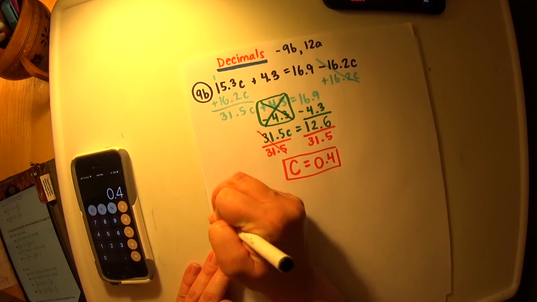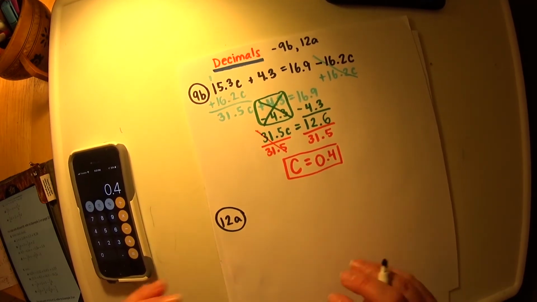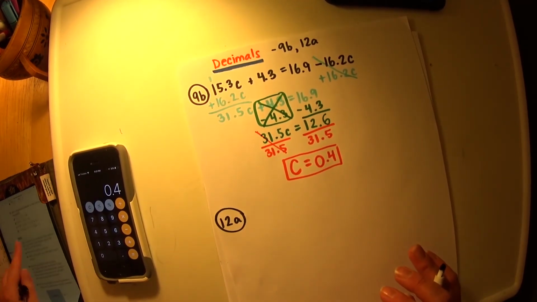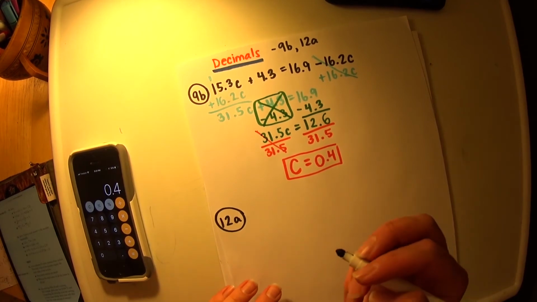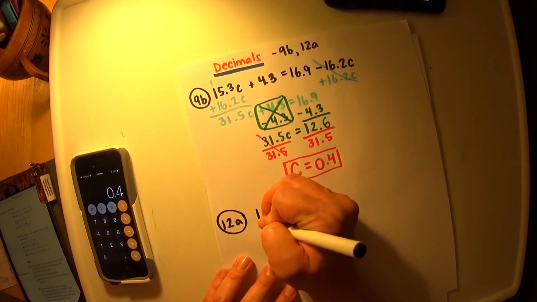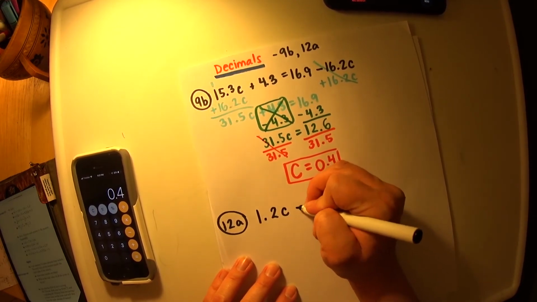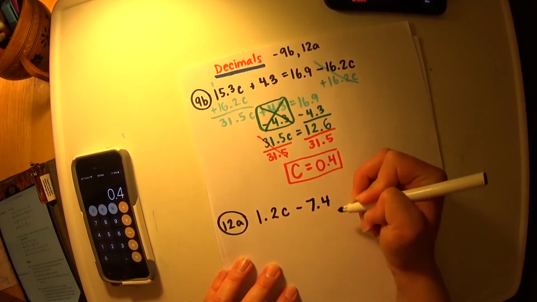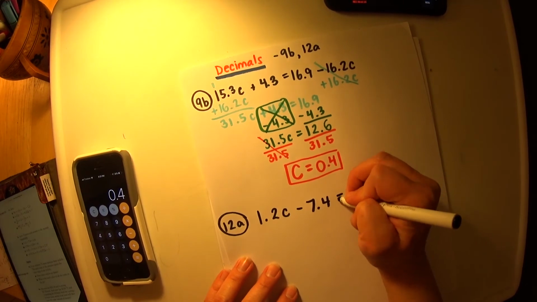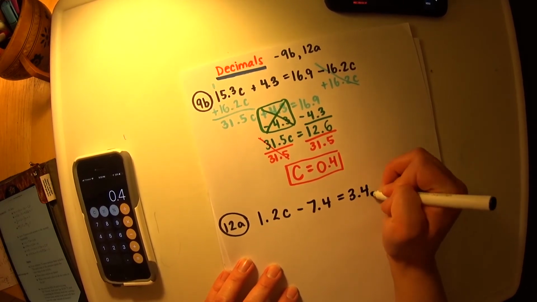Okay, so the second one that I was requested to go through that has decimals and variables on both sides is number 12a. So let's take a look at that one now. So 12a looks like this. We've got 1.2c minus 7.4 equals 3.4c.